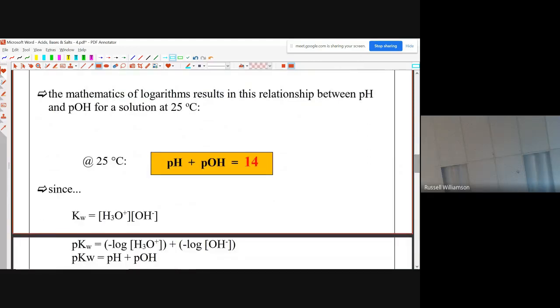Okay, so the next thing here, the mathematics of logarithms results in this relationship between pH and pOH for a solution at 25 degrees Celsius. Now, we get different values at different temperatures, but at 25 degrees, the pH and the pOH added together give us a value of 14. Okay. So what I want to do, I want to prove something here.